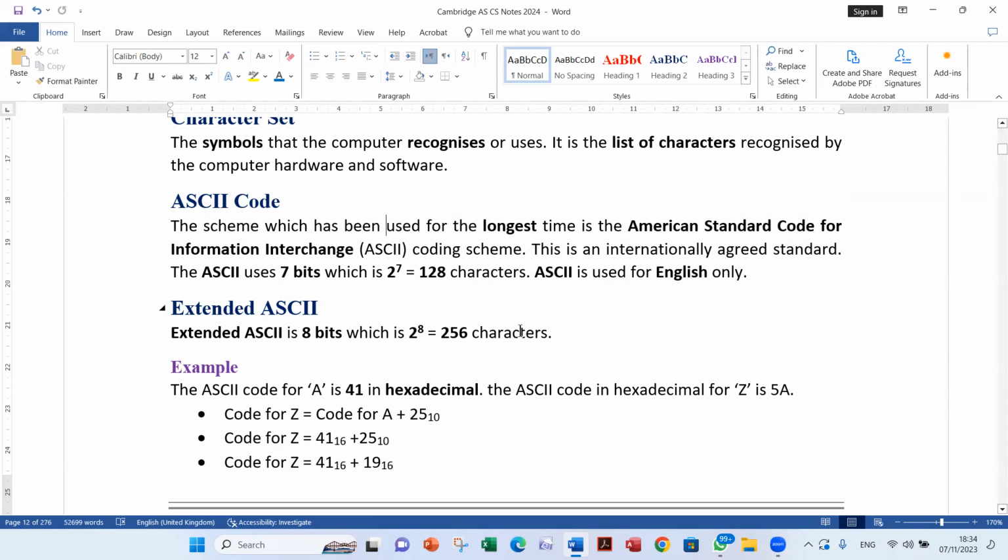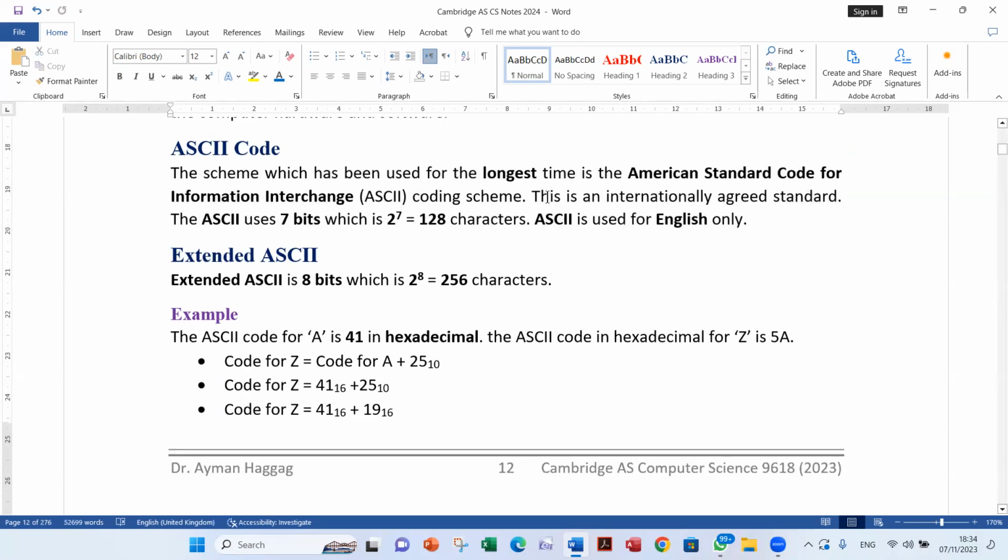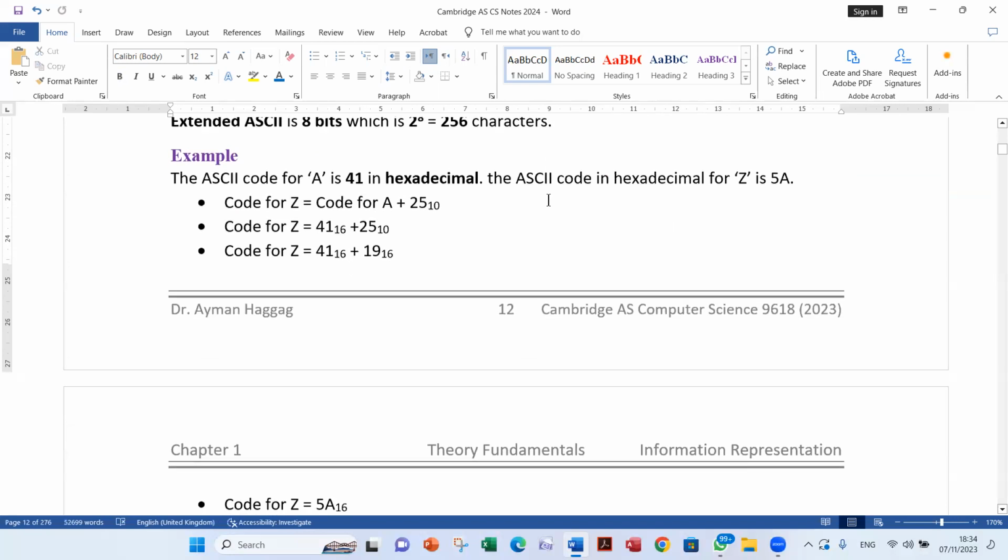Then they invented the extended ASCII. They made it 8 bits. And then 2 to the power of 8 is 256 characters. That question was once in an exam. But I think it's a little bit old. And let's go through it fast, because it's really exhausting.